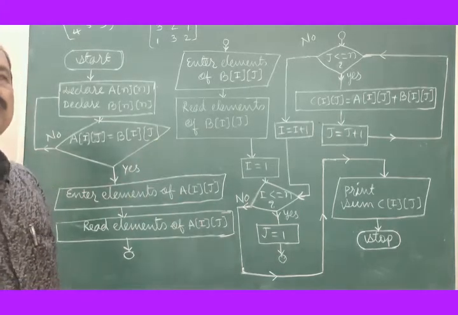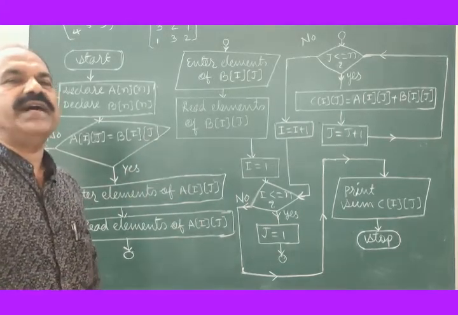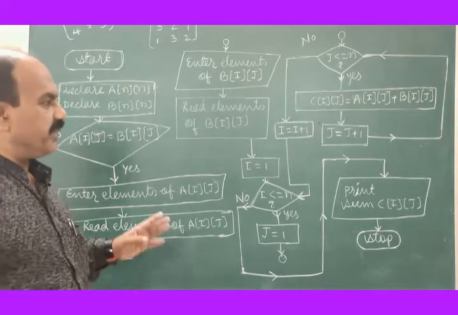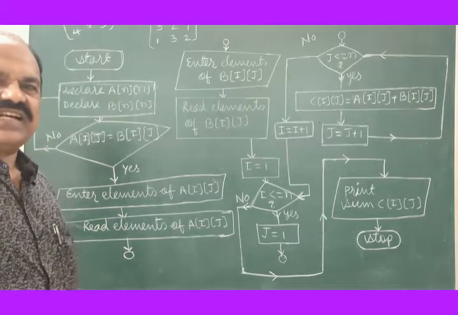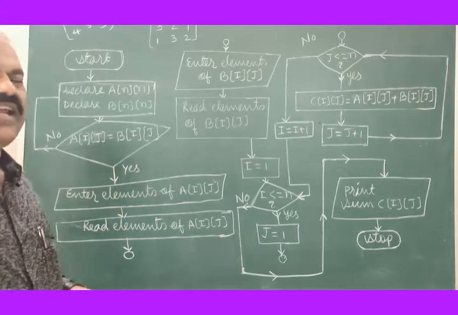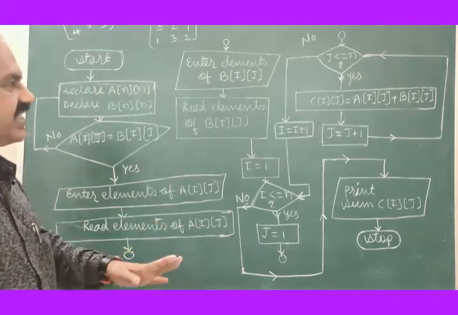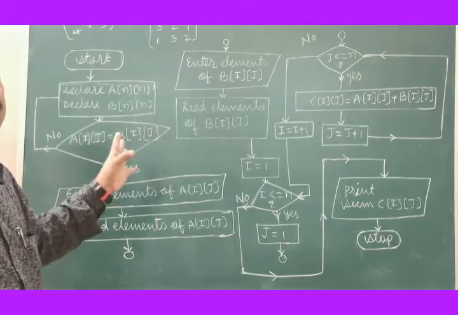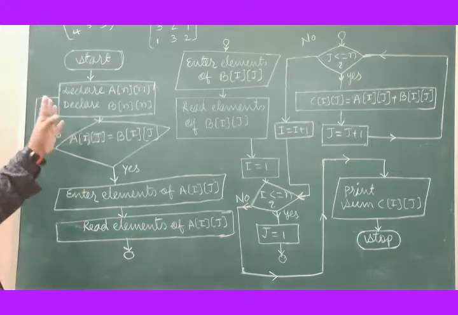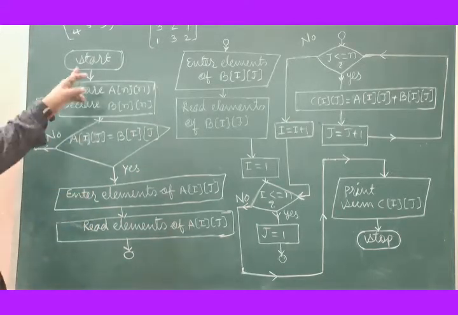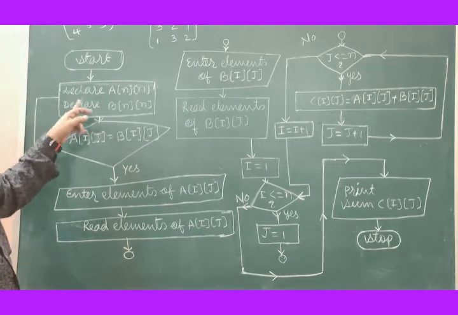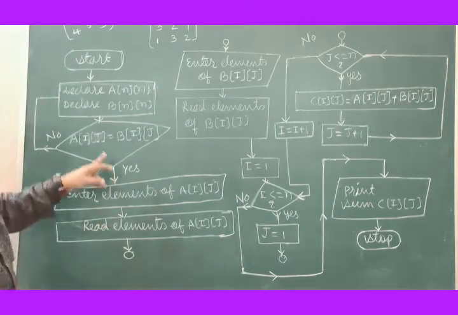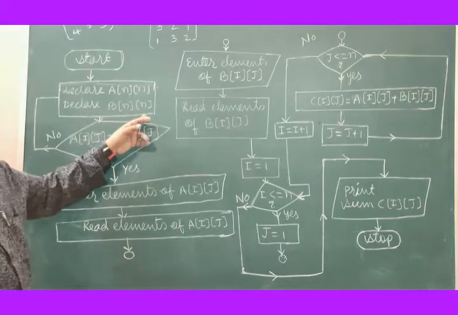Here I have drawn the flowchart for addition of two matrices. Now let me explain it. Unless and until I explain it clearly, you can't get how the flowchart is drawn for the addition of two matrices. See what I have done here. Start. Declare dimensions of A, n, n. Declare dimensions of B, n, n.